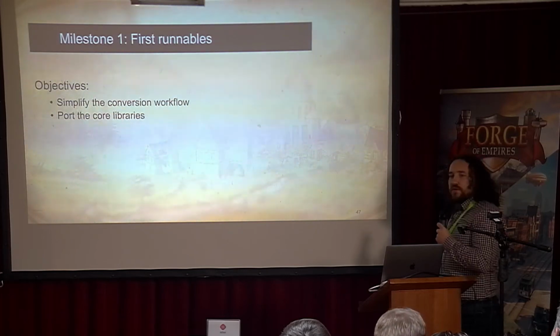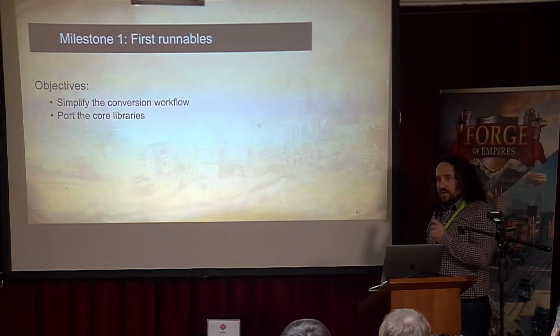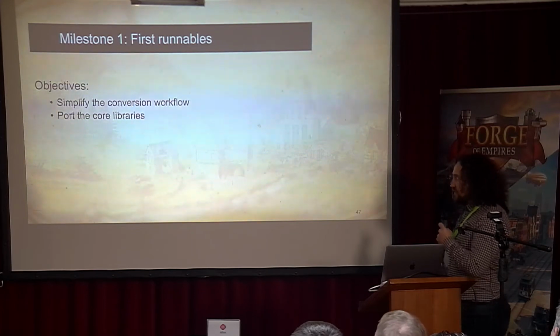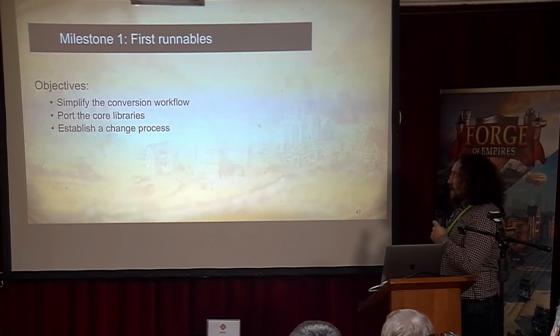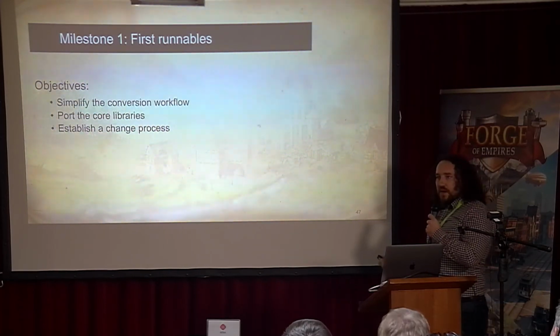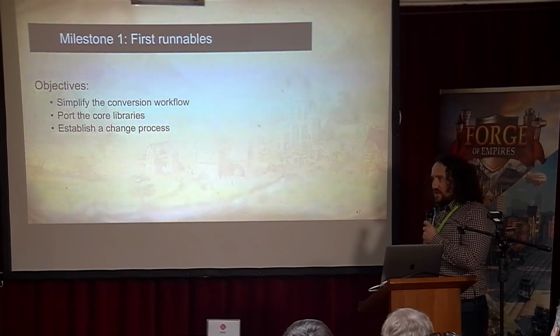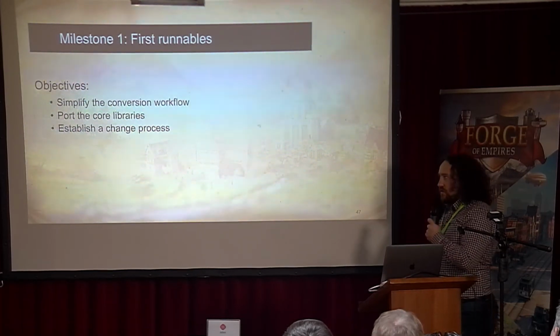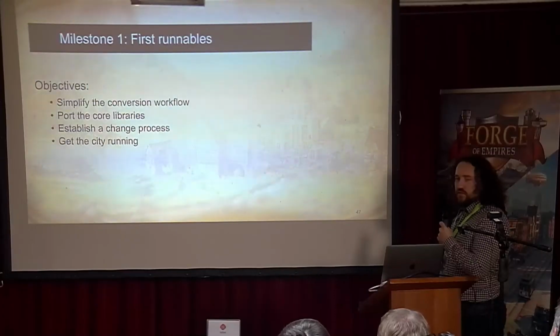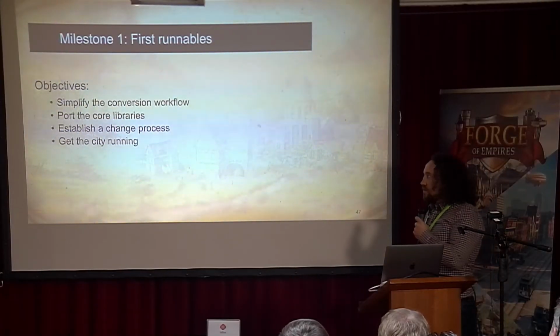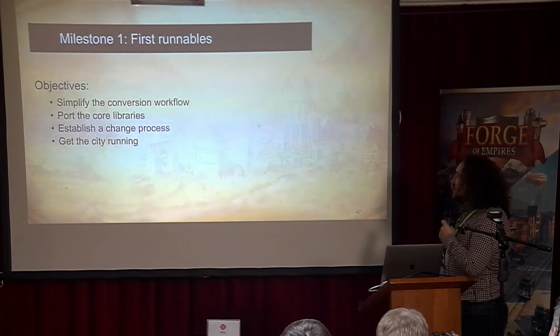We needed to port the core libraries that would allow us to have some kind of visible runnables. And because we were very happy about the automation, which was even more than we expected at the beginning, we said, okay, now it's time to find a way to fix the runtime issues. We had to establish a change process to change the Haxe code somehow to make it work. We wanted to have the city running. That's basically the main goal of this milestone.